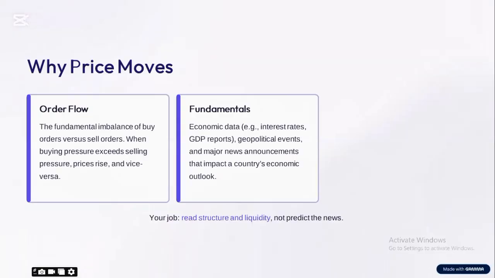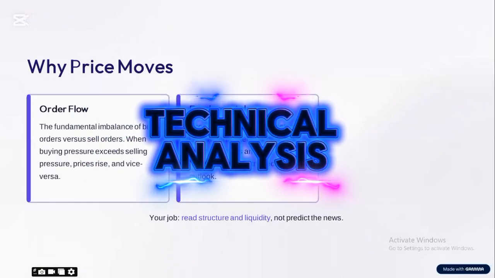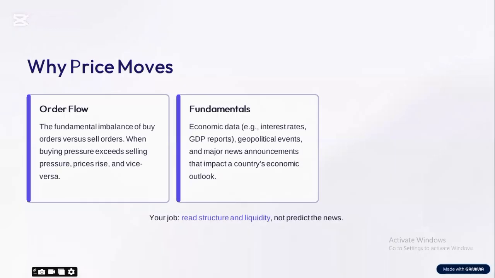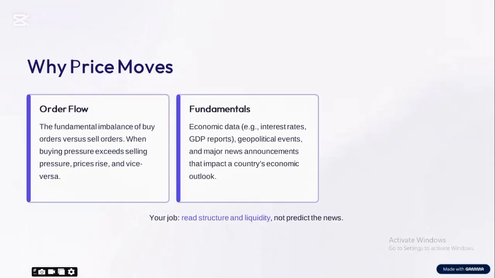So we have three types of analysis. We have the fundamental analysis, technical analysis, which is what we're looking at, and then we have the sentimental analysis. Sentimental analysis is quite synonymous to fundamental analysis. So if you are not careful enough, you might think sentimental analysis is the same as fundamental analysis. However, they are two different things.